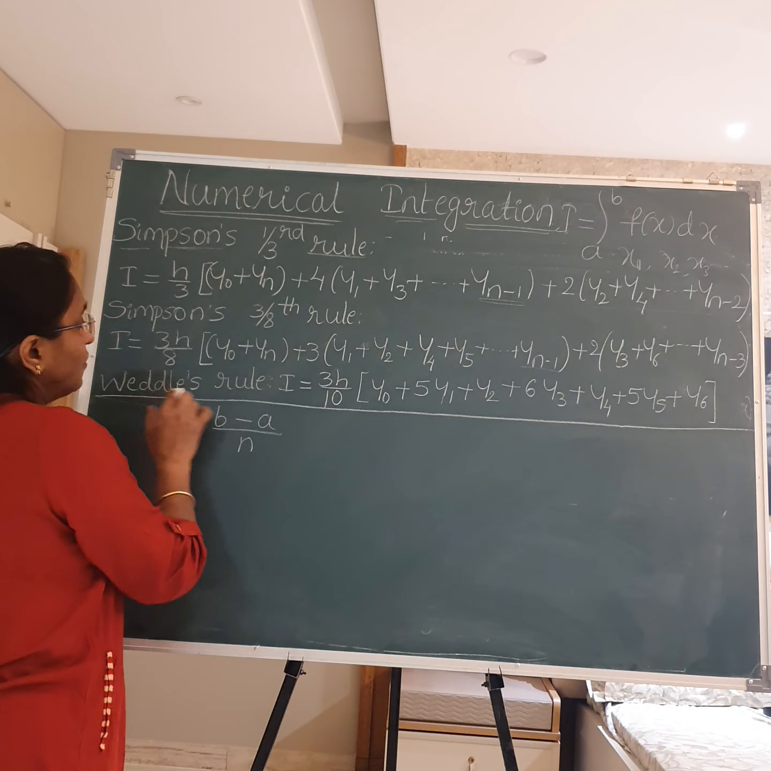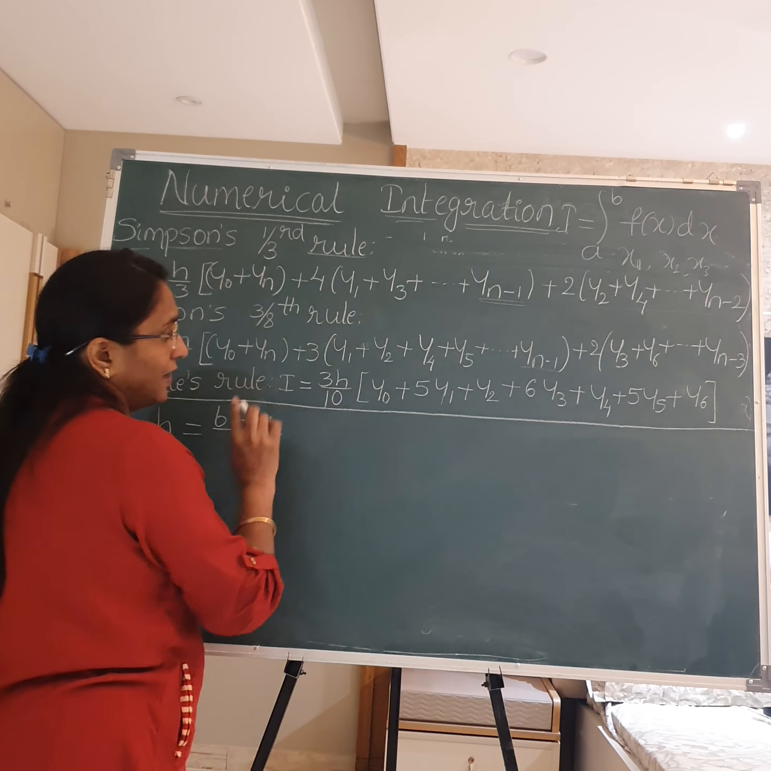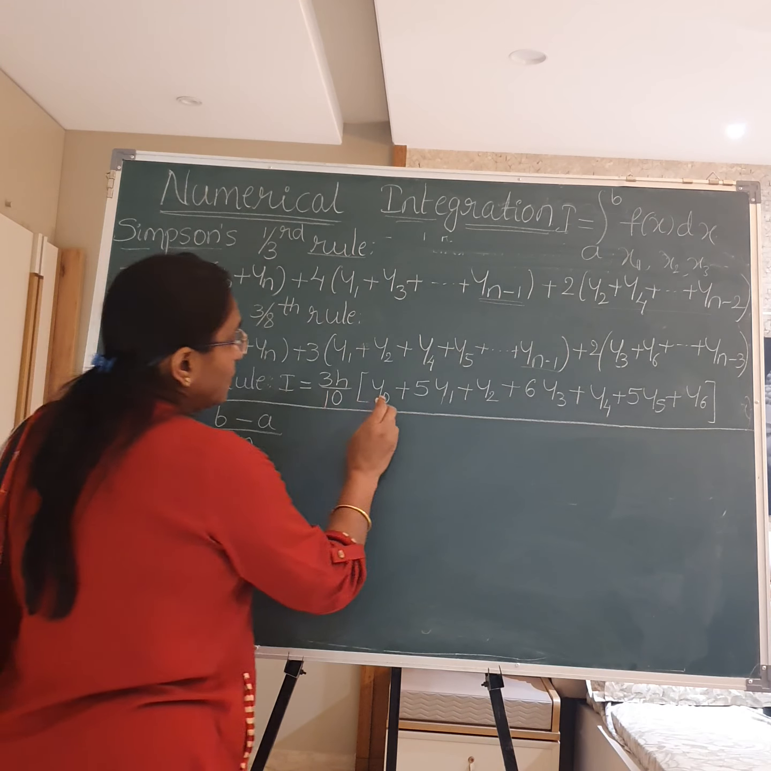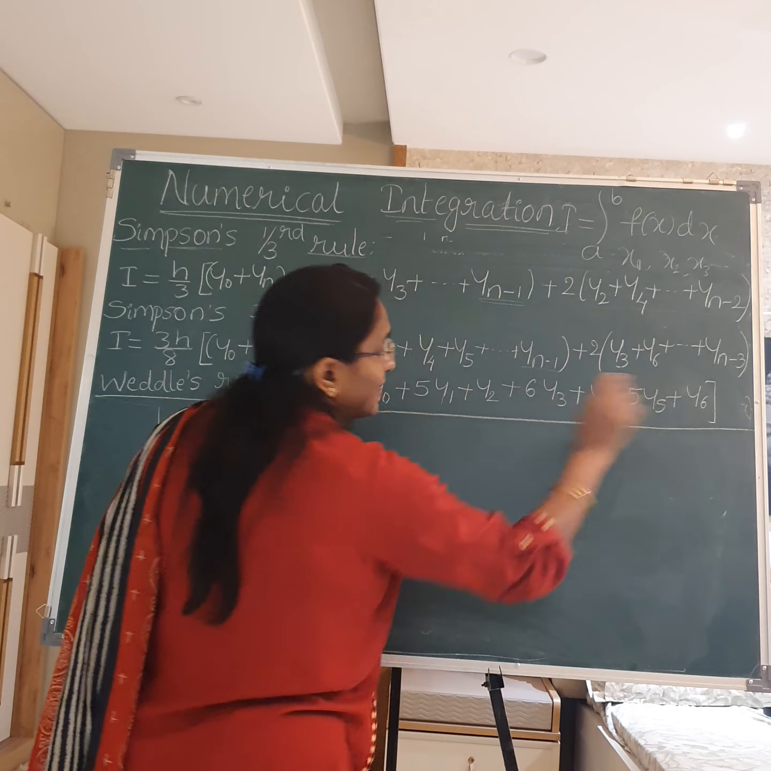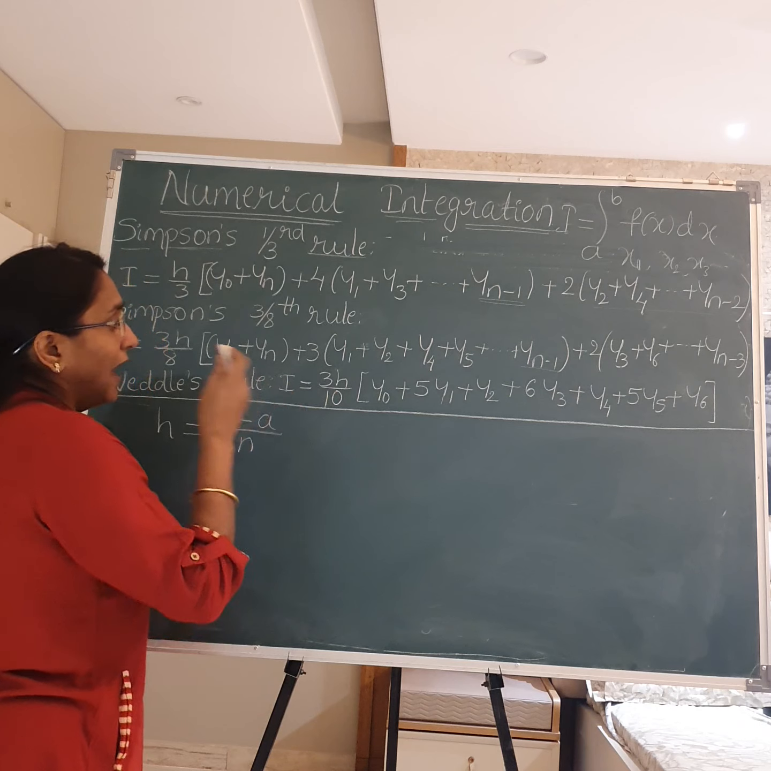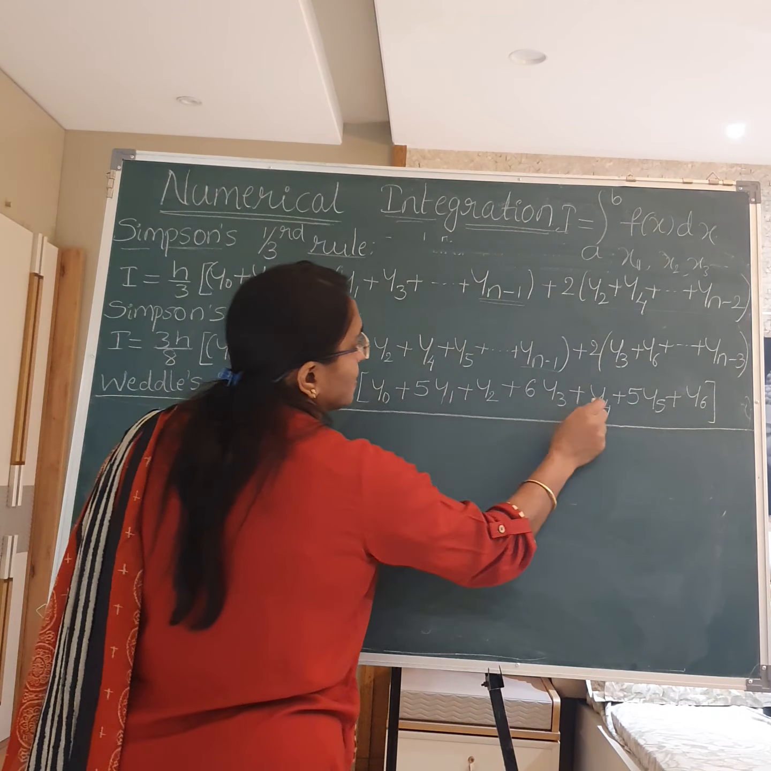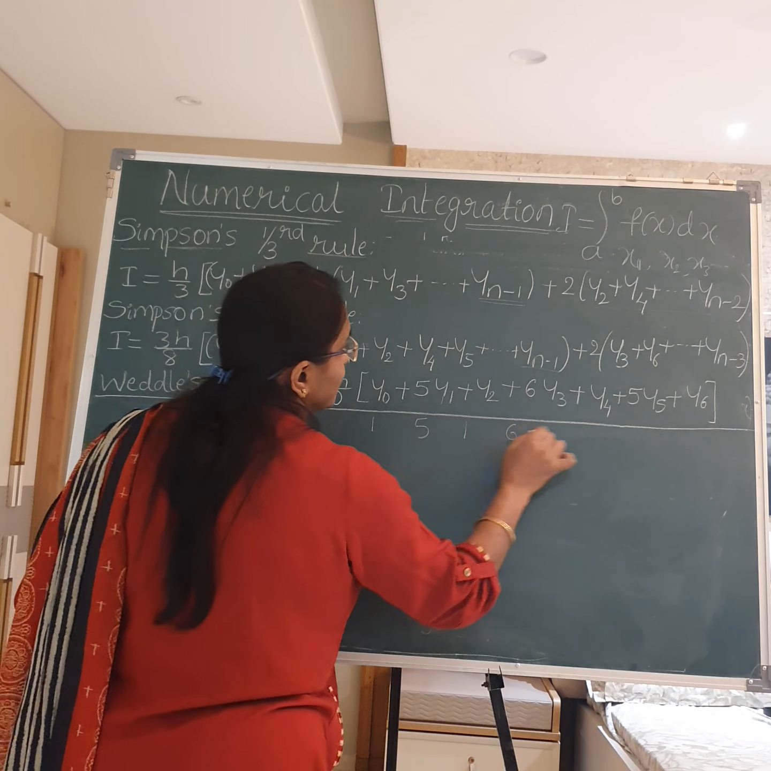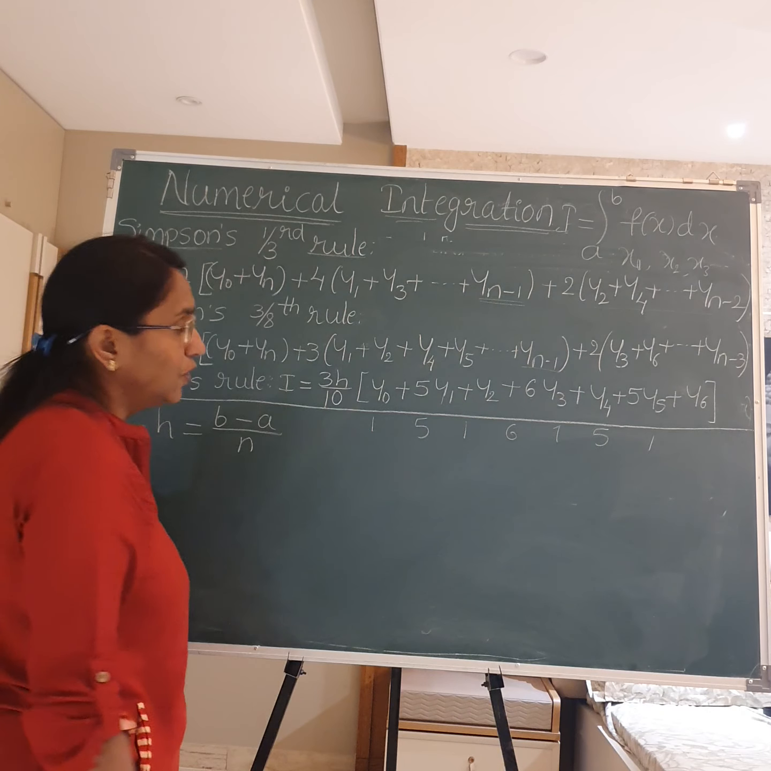Next, one more is Weddle's rule. I is equal to 3h by 10. It is very easy to remember this formula. Just observe this: y0, y1, y2, y3, y4, y5, y6, all in continuous form, and just observe the coefficients: 1, 5, 1, 6, 1, 5, 1. If you remember this, you can easily write Weddle's rule.